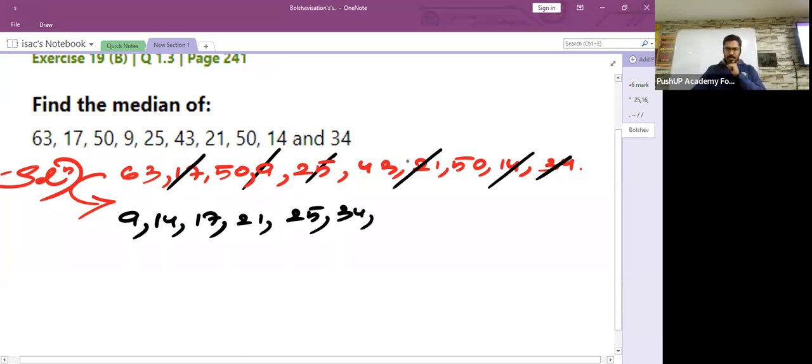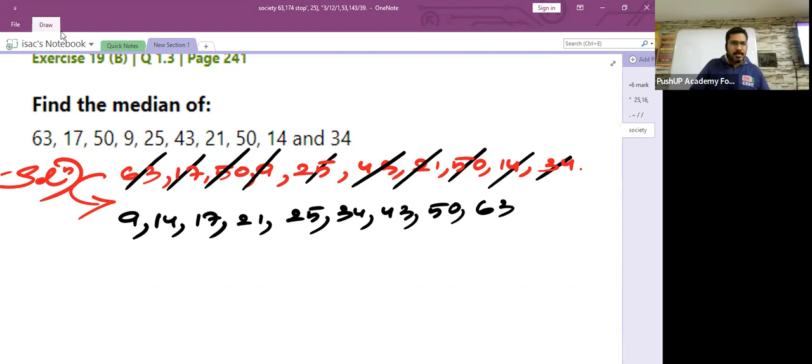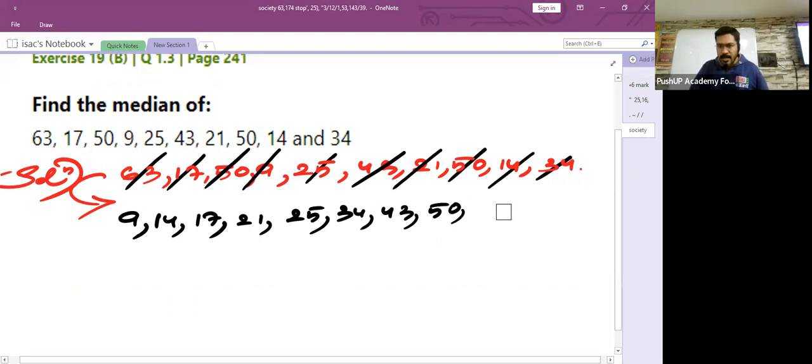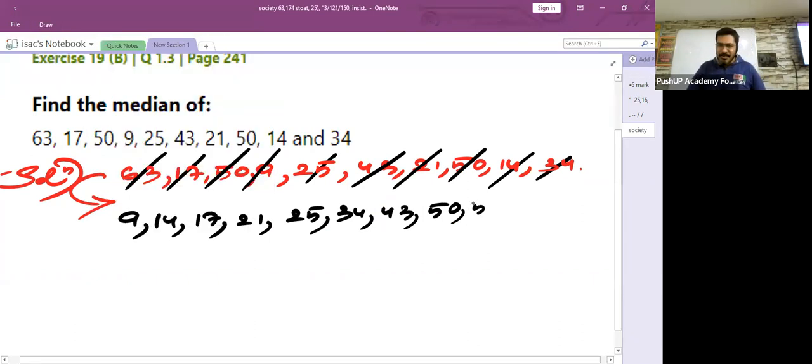Then after 34, which number? 43. Very good. After 43, 50. Then after that, 63. Very good. So one more 50 is there. Where is it? Over here, no? Okay. I forgot to write. See, this is what happens when I try to arrange it. So two 50s are there. And then the last one is 63.